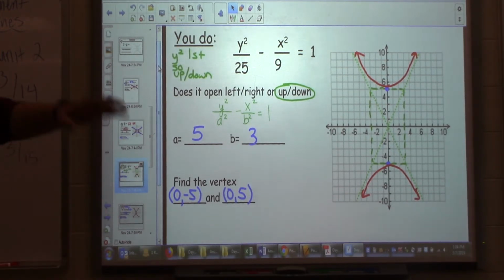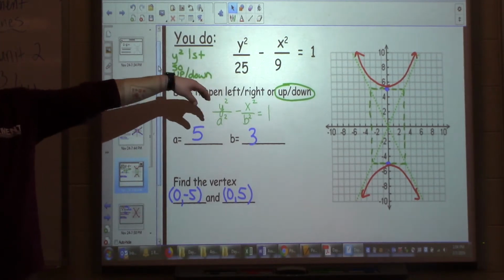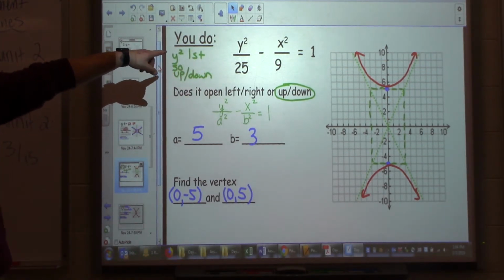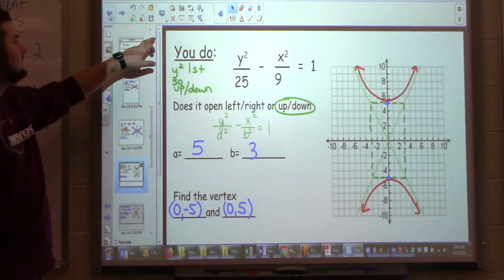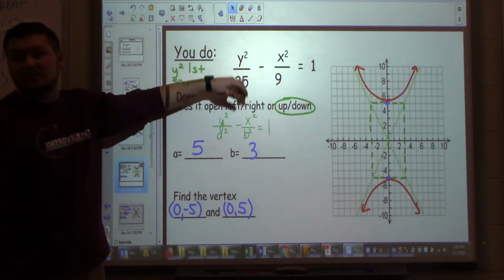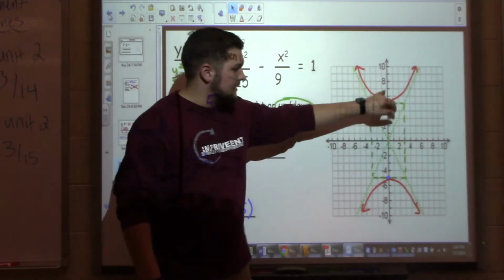All right. Hey, any other questions on this problem? Any others? Okay. Why was it not 5? Because our 5 is underneath our y, right? Oh yeah. So we're going up and down 5.